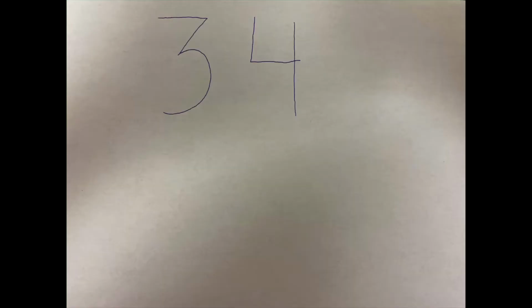Today we're going to practice rounding to the nearest 10 and to the nearest 100. Let's take a look. Here we have the number 34. We're going to round it to the nearest 10. An easy and clear way to see how we're going to round it is to create a number line.